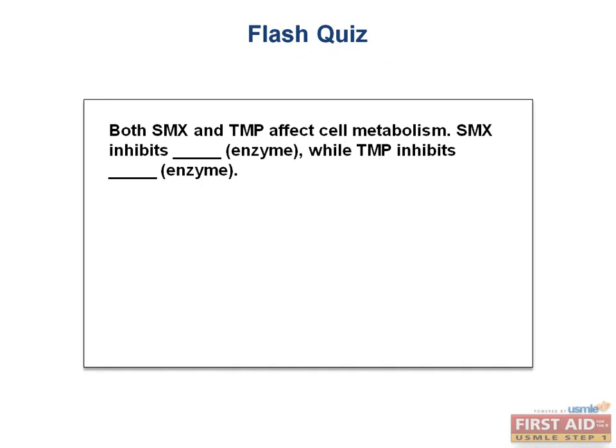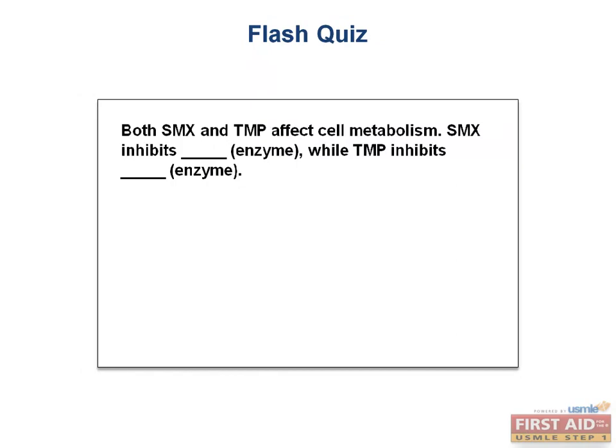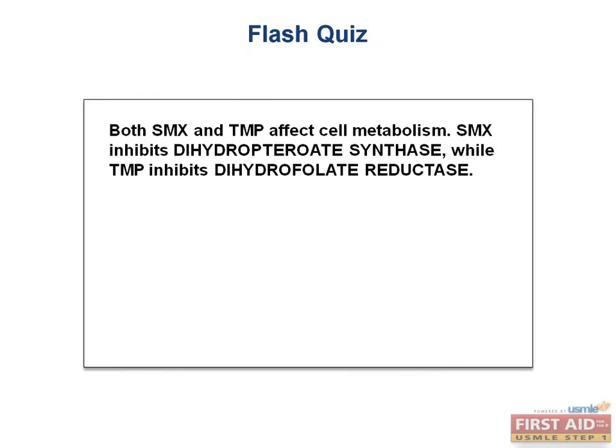Okay, so another flash quiz. I just want to help you draw this in. Both SMX and TMP affect cell metabolism. SMX inhibits this enzyme, while TMP inhibits this other enzyme. You know this. SMX inhibits dihydropteroate synthase, while TMP inhibits dihydrofolate reductase, or DHFR for short.